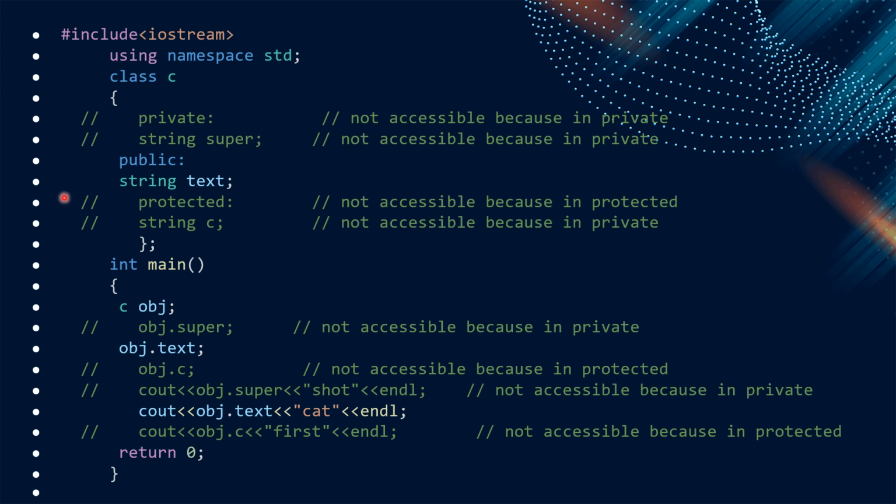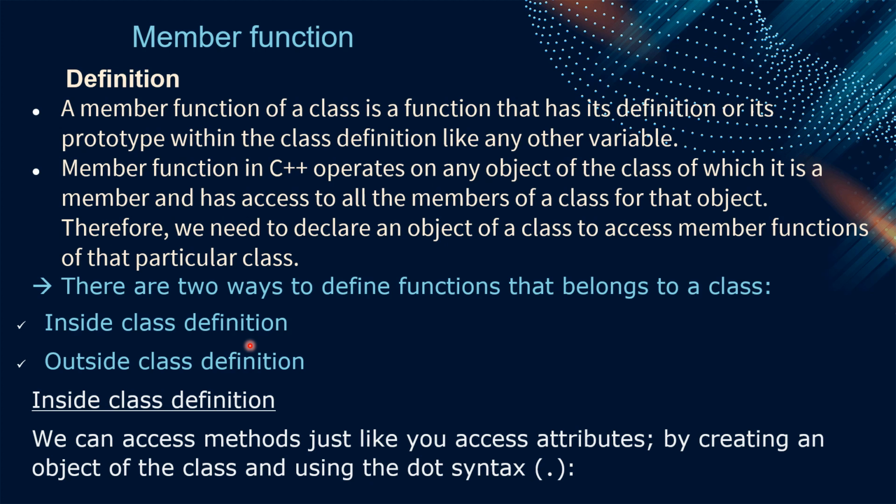So when you run this code, you will understand private, public and protected access modifiers better. Please open your VS Code, or whatever terminal you are using, and run it to understand better. Now we will discuss member functions. A member function of a class is a function that has its definition or its prototype within the class definition like any other variable. A member function in C++ operates on any object of the class of which it is a member, and has access to all the members of the class for that object. Therefore, we need to declare an object of the class to access a member function of that particular class.